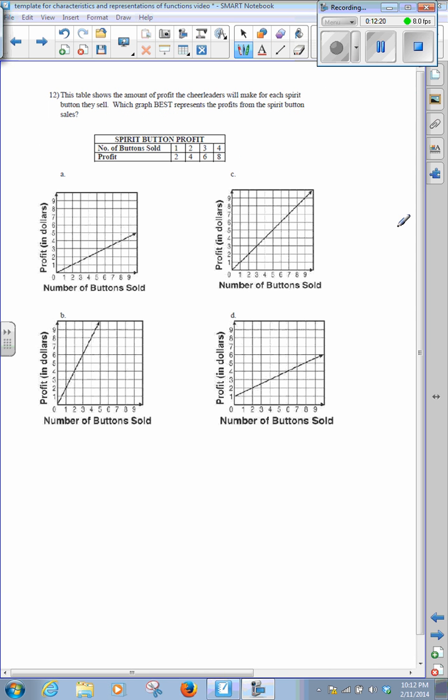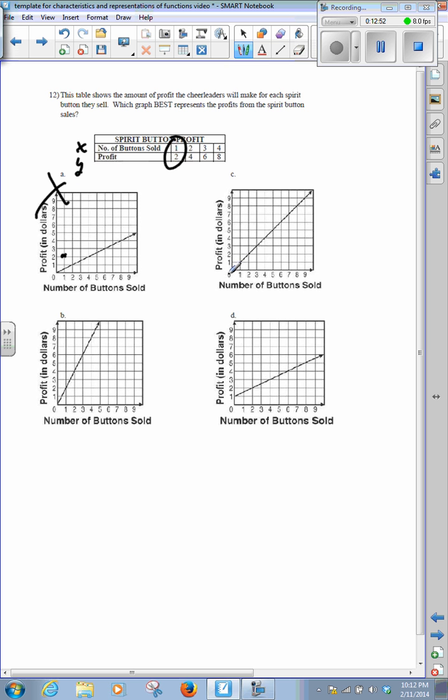So we're asked to figure out which table matches the graph. So our X value, so what should be along the bottom is our number of buttons sold. Our profit should be on our Y-axis. So I'm going to look at my first point. So I'm looking for one where the number of buttons is 1 at the same time that the profit is 2. So number of buttons 1, profit 2. Nope, that's where that point should be. And that point doesn't fall on the line, so it can't be A.